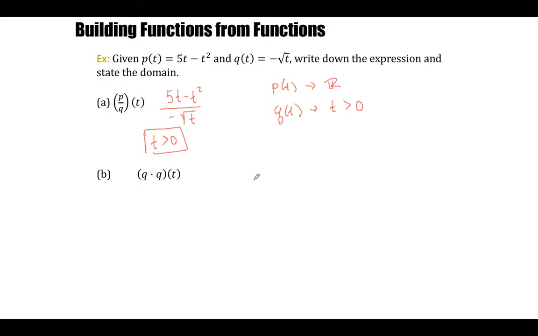Here, you're doing Q times Q. So negative square root of t times the negative square root of t. Ooh, what's that? That's going to be just t, isn't it? So what do you think the domain is? Be careful.